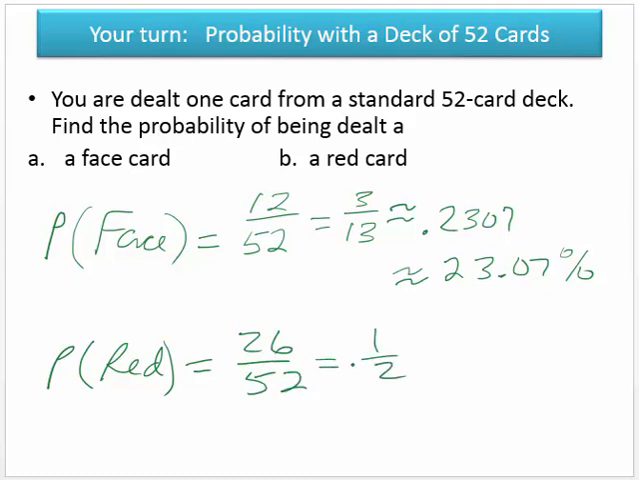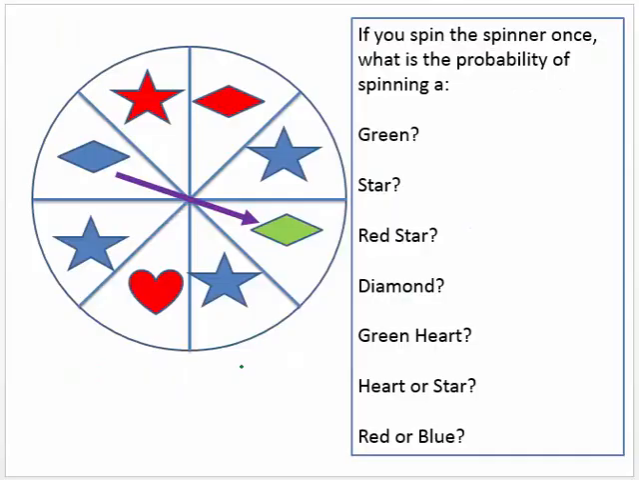which reduces to 1/2 for obvious reasons. Okay, how about if we spun this spinner? We're going to spin it once. What's the probability of spinning a green?